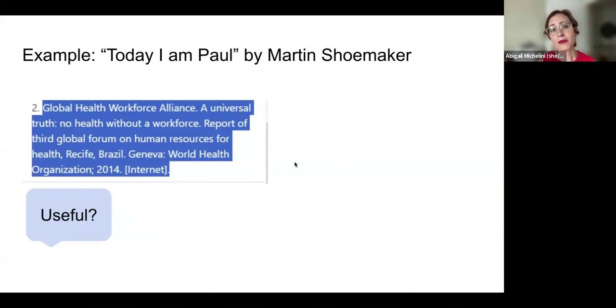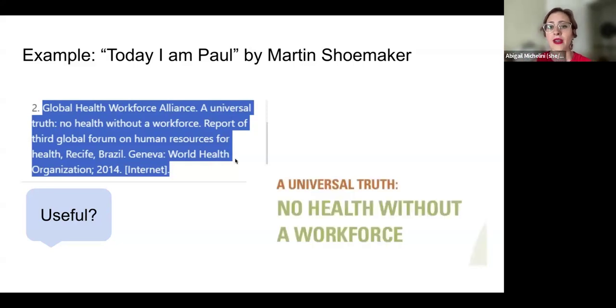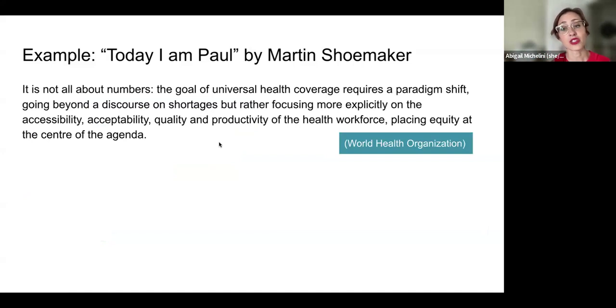So because the information is from a different source, I actually need to look up that source and see, is this source useful? Because I'm citing a source that's citing another source, right? So I want to make sure that I'm doing my best to be accurate. So here is the source that I found. And here's a quote that I pulled from the World Health Organization there.